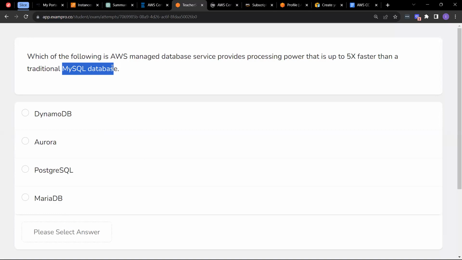Angela says 2. AK says 2. Sita says 2. Yes, that's Aurora. Aurora works with PostgreSQL. DynamoDB is NoSQL, right? MariaDB is also a database. MariaDB is actually a traditional database service. So this is CLF01. And yes, when we are talking about speed, that is Aurora.